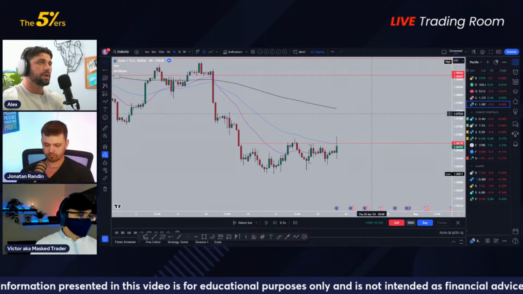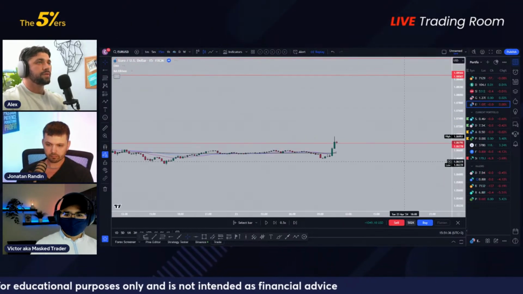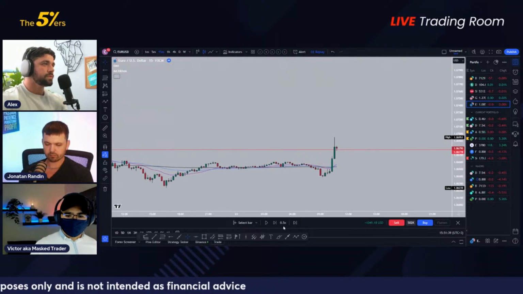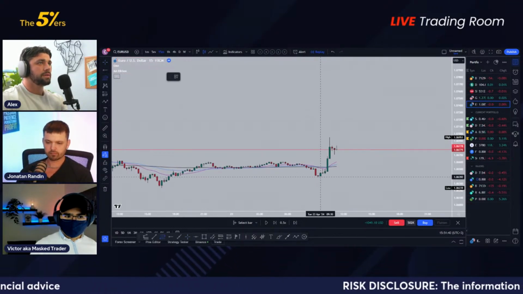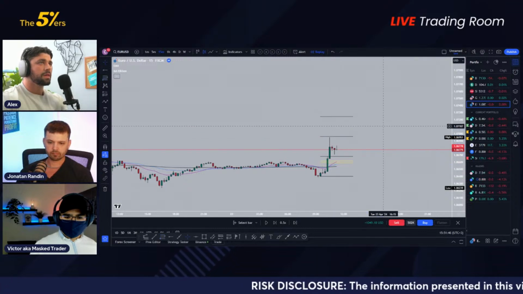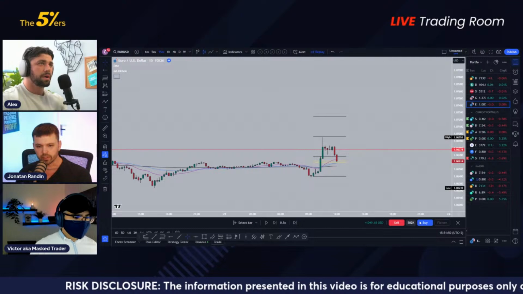So that's what we're going to trade right now. So let's see if we actually get anything out of that. So I'm going to go down again to the 15 minute. We'd want a retest of that area.